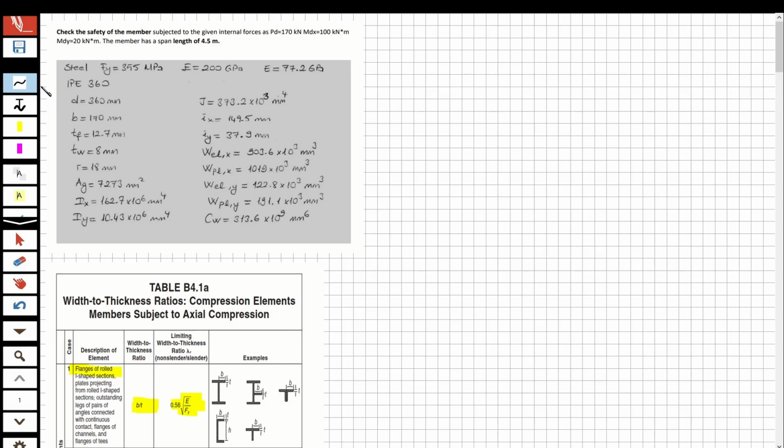In this video we are going to solve a question about steel structures, and the question will be a member, and this member is subjected to compression force and also flexural forces. So now let's solve the question.